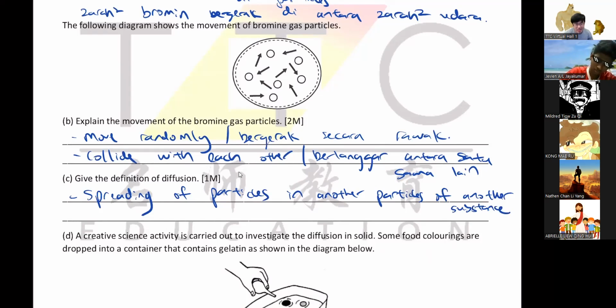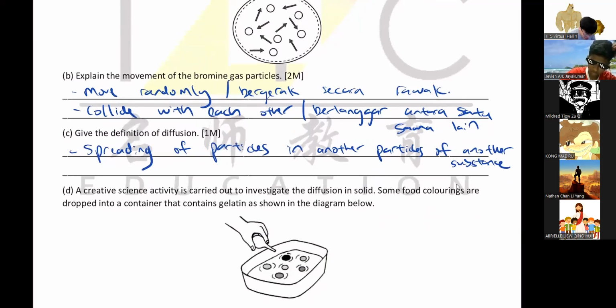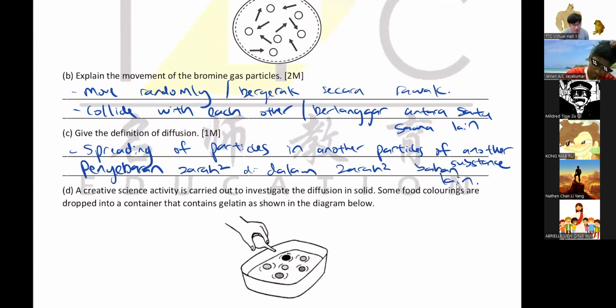Okay, 扩散, yes. How to read BC? What do you mean BC? Anyway, as in bahasa Cina. Okay, so penyebaran zara-zara di dalam zara-zara bahan lain. Okay, 扩散, yes.